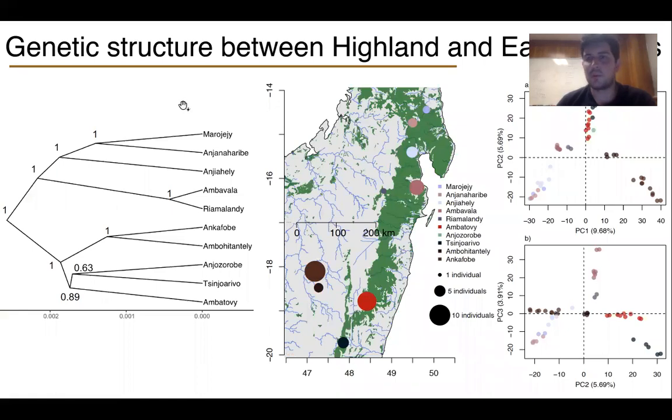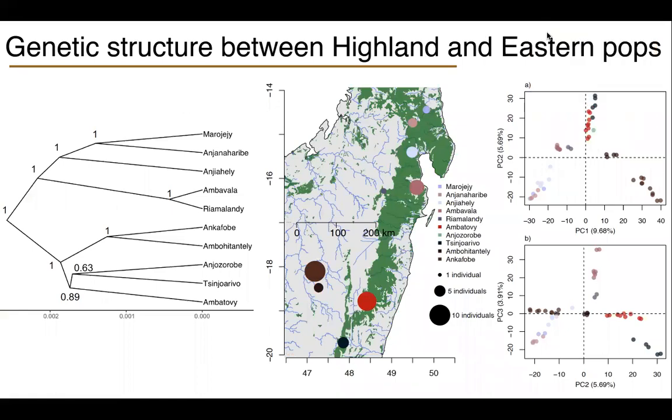So what are some things we can do with genomic data once we have it? Well, we can look at evolutionary patterns. Here's a species tree or population tree. We can start to say, well, the north diverged from the south first, and then after that, there was this splitting event between these eastern forest locations in the south and the highlands.